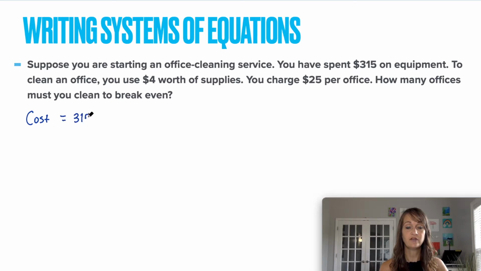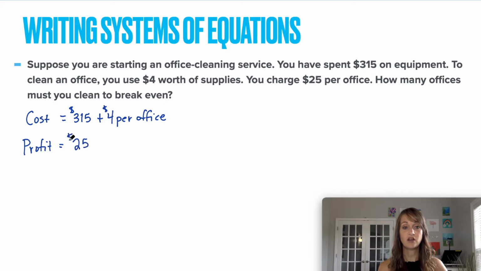It costs you $315 in equipment, and then it costs you $4 per office to clean it. So that's how much it actually is costing you for this service. However, the profit that you gain from this service is that you get to charge $25 per office. Now when I write it out like that, I realize this is going to be my variable, because it says how many offices must you clean. So I'm looking for offices.